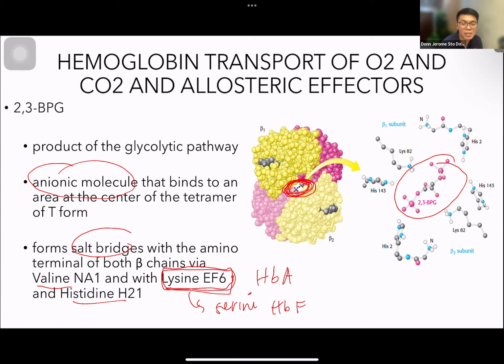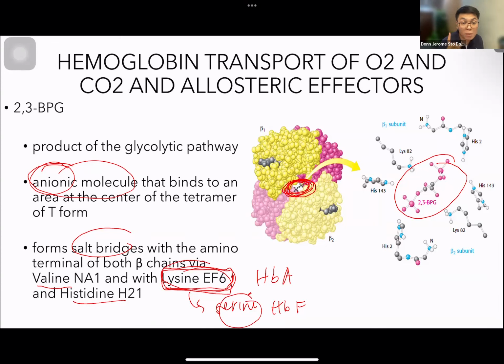Oh, protein chemistry. It's positively charged, right? So will it have a better binding with 2,3-BPG? Yes, because 2,3-BPG is an anion. Lysine is a positive amino acid. But if you change the amino acid from lysine to serine, what is serine? Serine is a neutral amino acid.